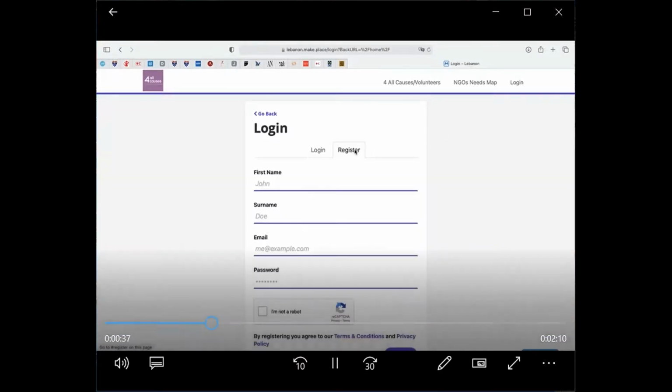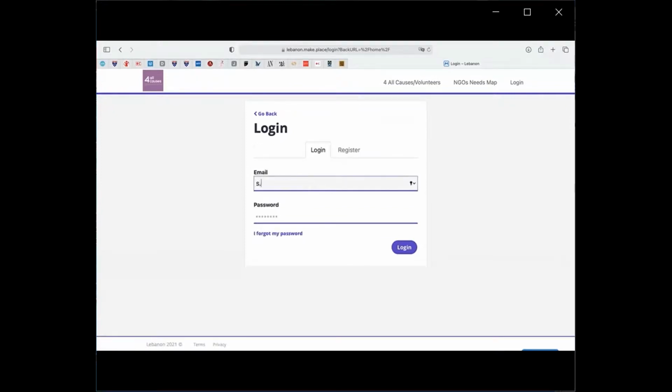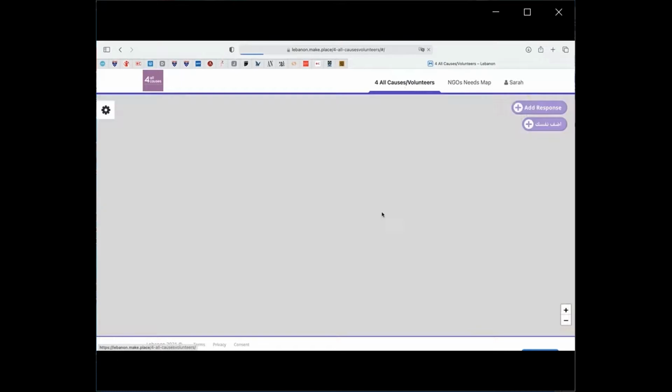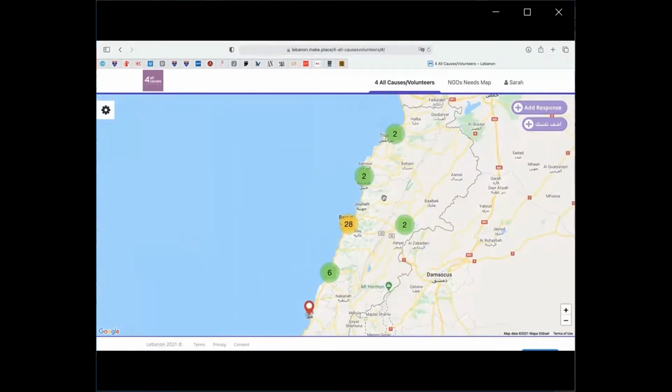If you do not have an account, you need to register one. If you do, you can just log in using the credentials that you've created for this account. Once you've logged in, you're going to find two tabs, one for volunteers and one for NGOs. If you are a volunteer, you can press on the Volunteer tab. As you can see, there are multiple pins representing volunteers.